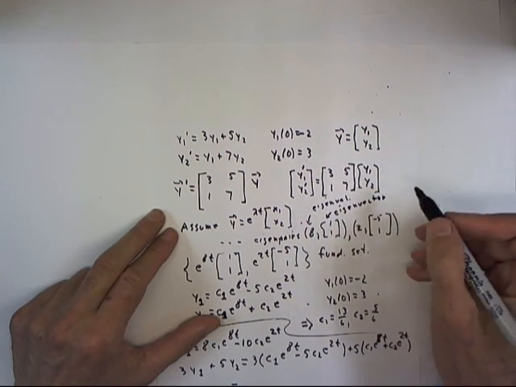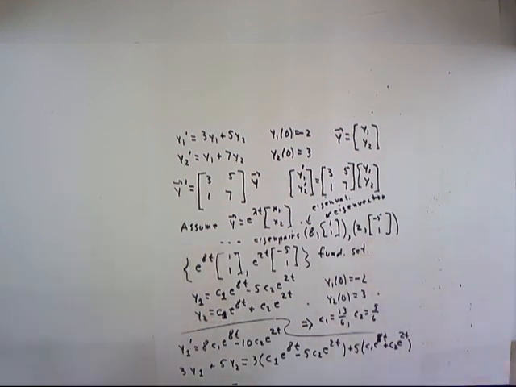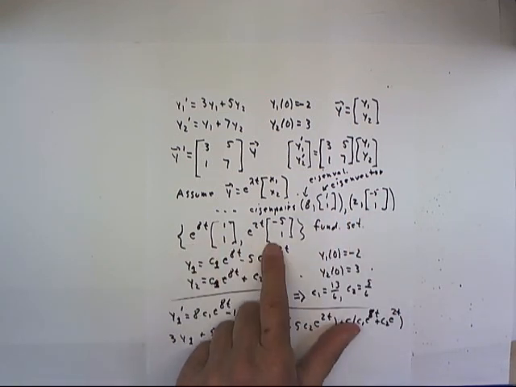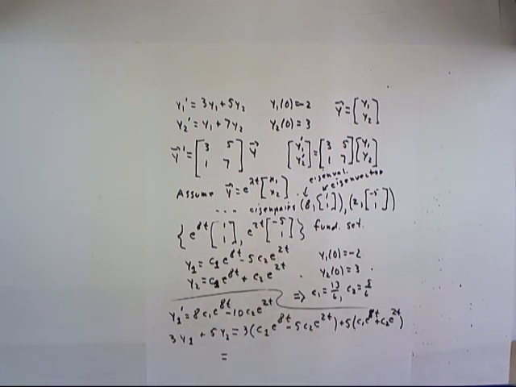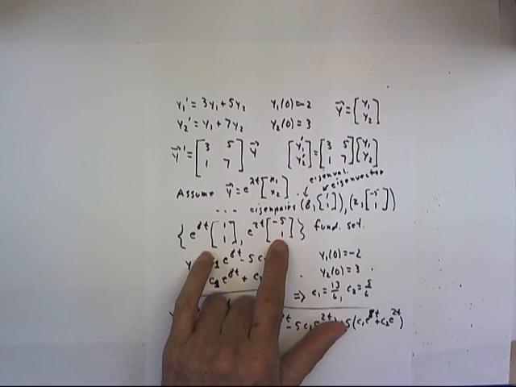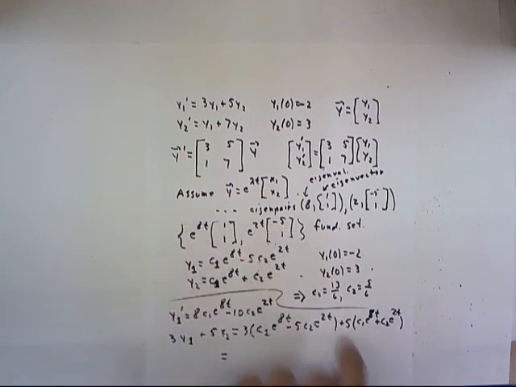And this is an eigenvector. This is also an eigenvalue and an eigenvector. These eigenpairs lead us immediately to the fundamental set. This fundamental set, an arbitrary linear combination of the vectors in the fundamental set: c1 times this plus c2 times this.